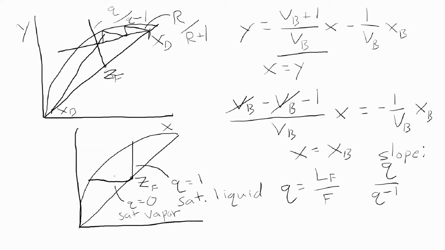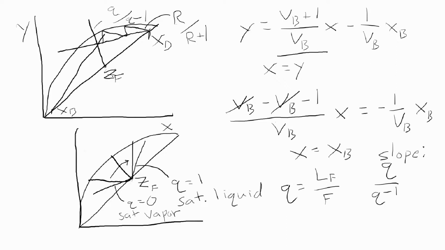For instance, if 50% of our feed is liquid, then we'll have a Q value of 1/2. So we get 1/2 over negative 1/2, a slope of -1. And of course, that's going to be the line that is perpendicular to the 45-degree line, negative 45 degrees. And we fill in the rest of this as we go from vapor to liquid through here. Now, if we get a subcooled liquid, we'll wind up having Q lines with positive slopes. If we get a superheated vapor, we wind up getting Q lines with slopes less than 0.